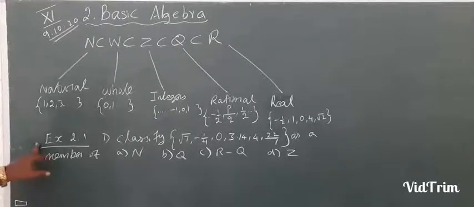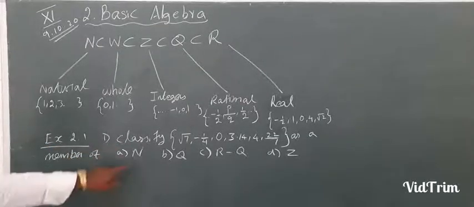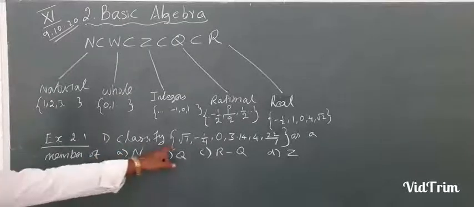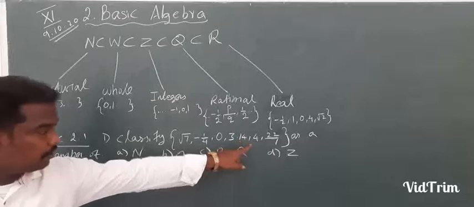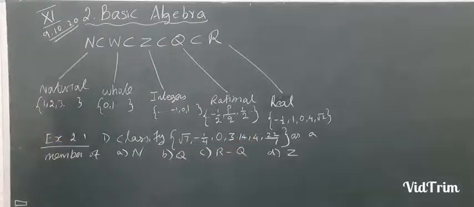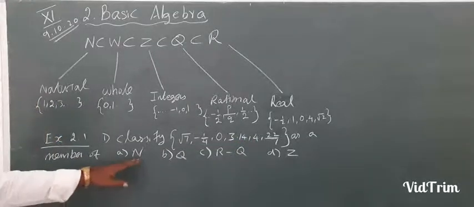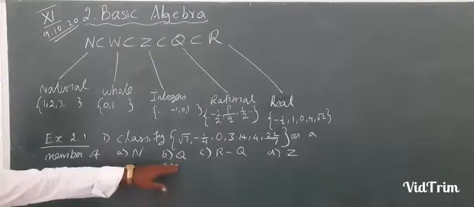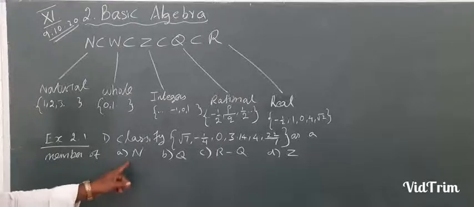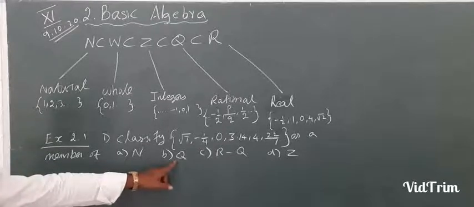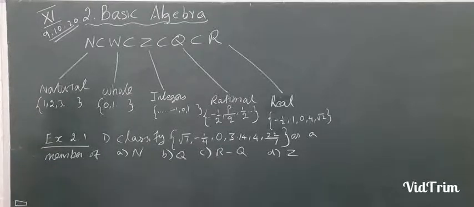I directly start with exercise 2.1. Look at the sum. Classify root 7, minus 1 by 4, 0, 3.14, 4 and 22 by 7 as natural number, whole number, rational number, R minus Q, or integer.